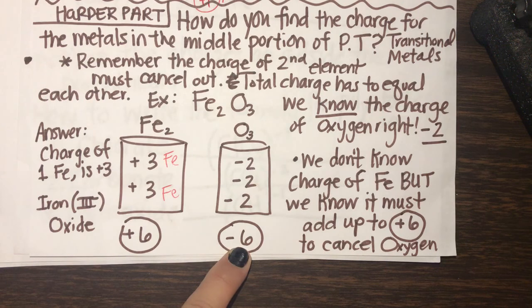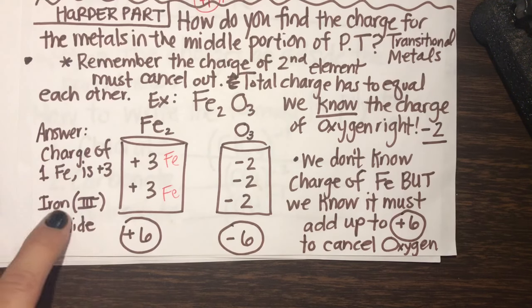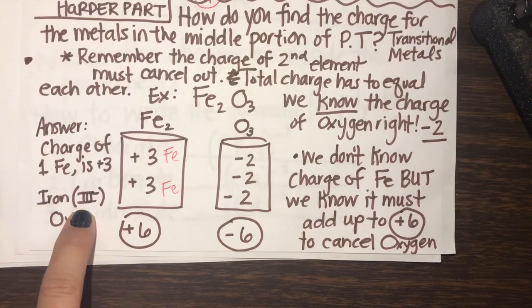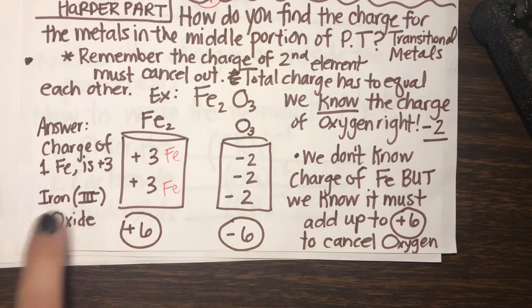And I'll go over some more practice ones. But when you write it, whatever the charge is of the metal, you put in parentheses. So it's iron, Roman numeral 3, oxide. And that's only on one part of your worksheet today. Okay, so start with the easier parts and then get to this part, and then I'll help you with it. The worksheet is due at the end of the period, guys, so you have 30 minutes.